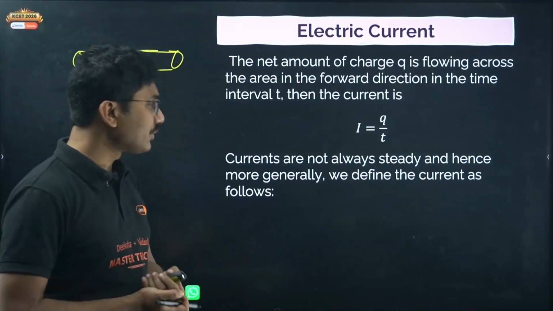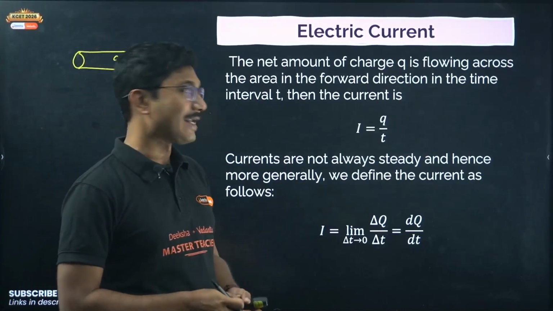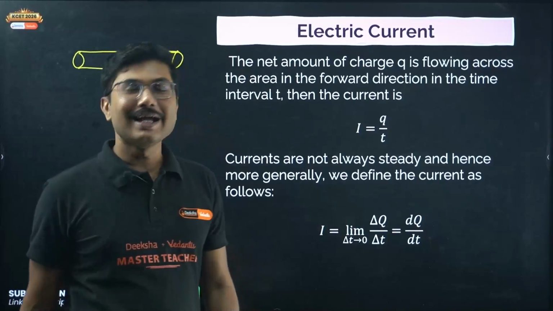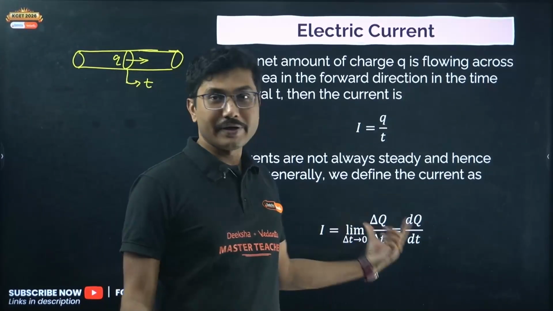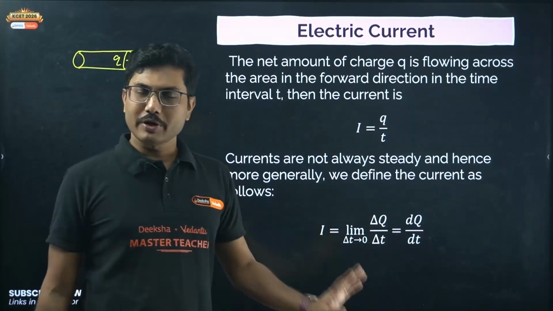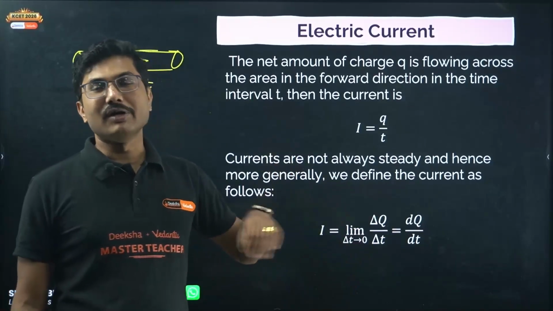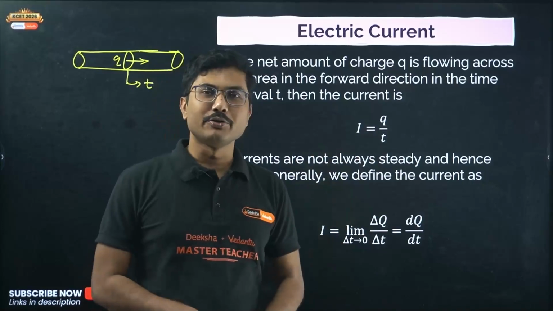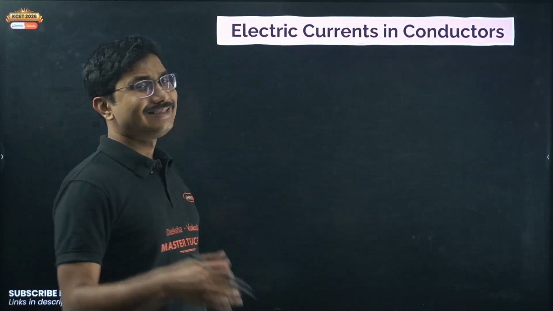So more generally, we define current as follows. Current is defined as the limit as delta t tends to 0 of delta q divided by delta t, and this is nothing but dq by dt. This is the higher order definition, your second PU level definition. So current is given by dq by dt. In some problem, suppose charge q is given in terms of time t, and they ask you what is the current after 2 seconds, then you just need to differentiate it, put t equals 2 and solve the answer, right?